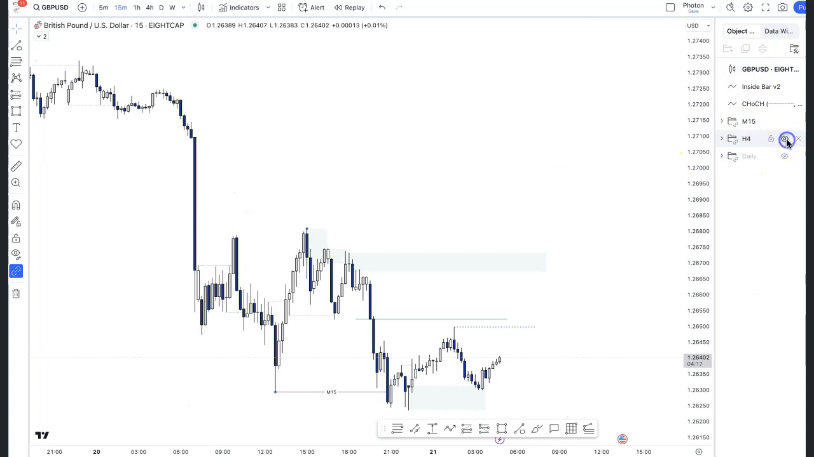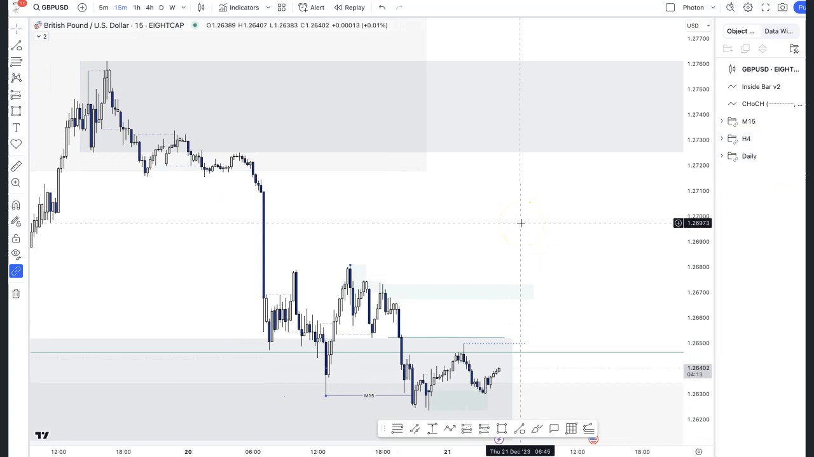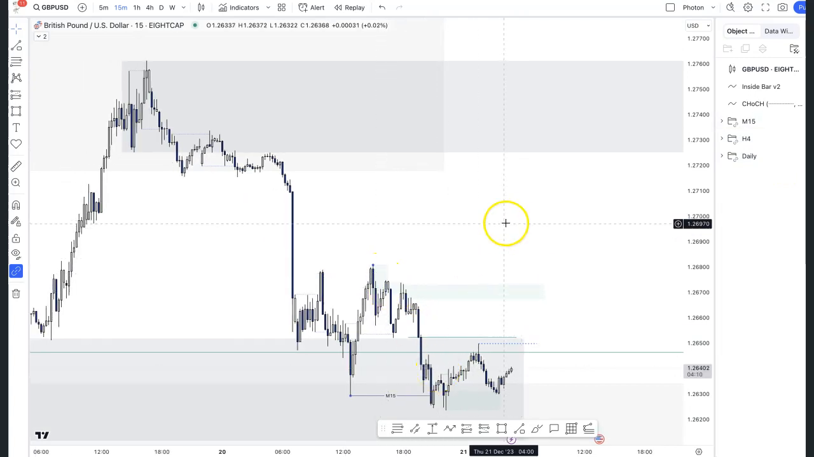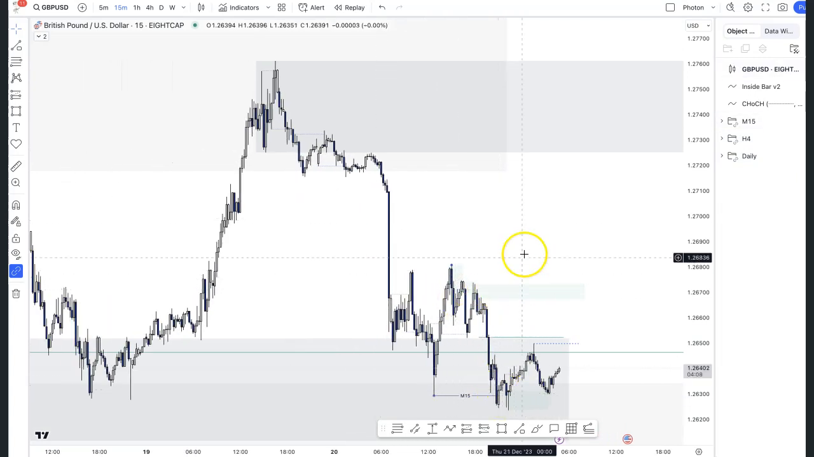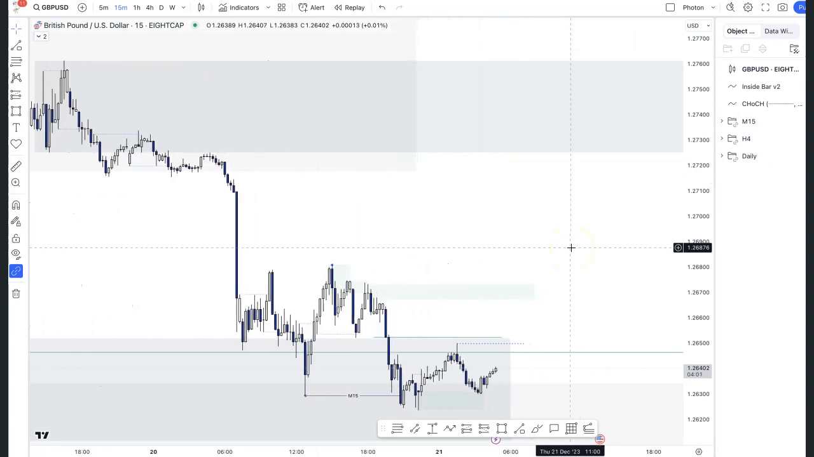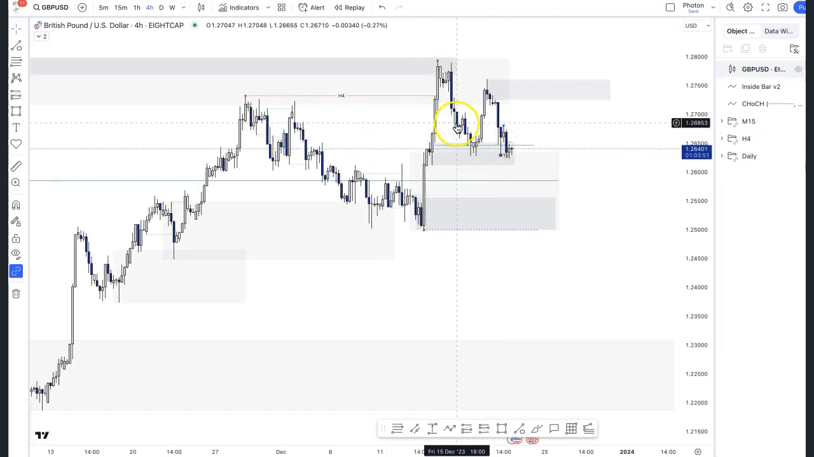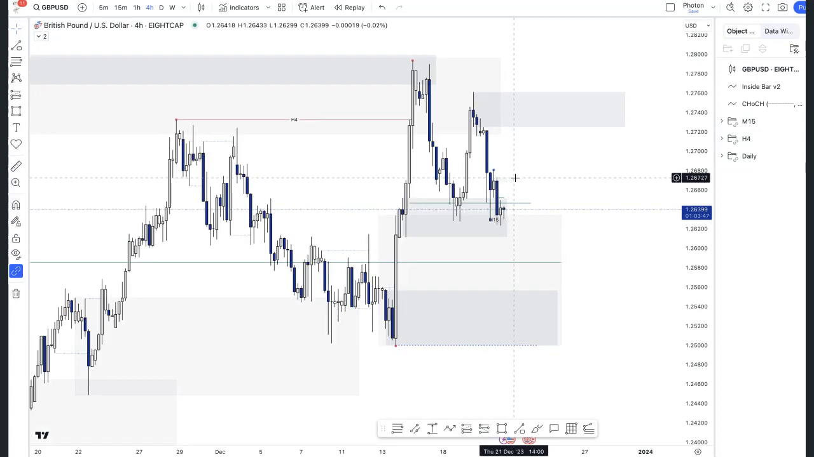If I now toggle the H4 and the daily, why is the M15 bearish? M15 is bearish because it is facilitating the H4 pullback, and why is the H4 pullback happening? Because the H4 is actually bullish. We're expecting this, but the M15 is bearish because we're playing this. Yeah, that's pretty much it.